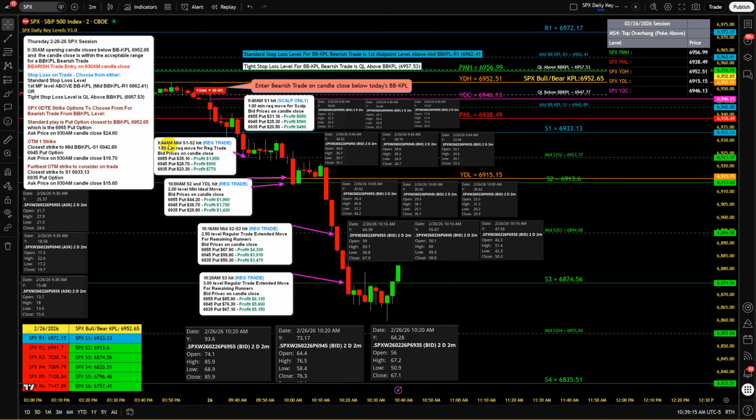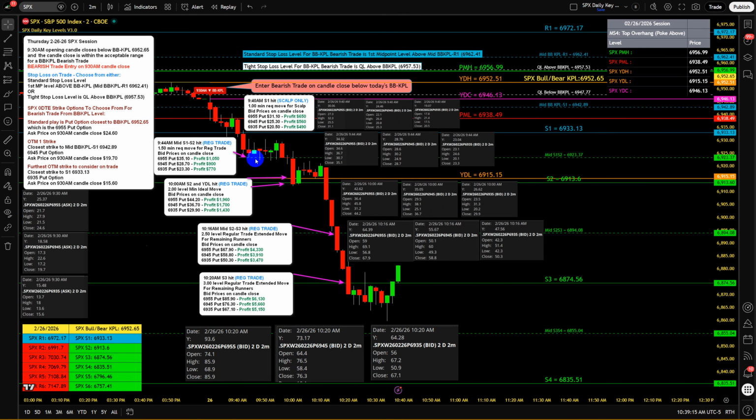Now on the 9:44 a.m. candle, we have a hit of the mid S1, S2 level. That is a 1.5 level move, calculating it from the level that you're taking the trade from, the bull bear KPL, down to the mid S1, S2 level. So that is your trigger on a regular trade because that is the minimum threshold, the 1.5 level move. At this point on a regular trade, you have several different options to choose from.